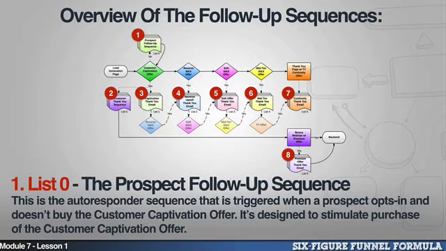So the first list, number 1, is what we call the prospect follow-up sequence. And as you're going to learn in just a little bit, this is what we call list 0. Now, this is the autoresponder sequence in Aweber that gets triggered when a prospect opts in to the traffic captivation page and doesn't buy the customer captivation offer. And it's designed to stimulate purchase of the customer captivation offer.